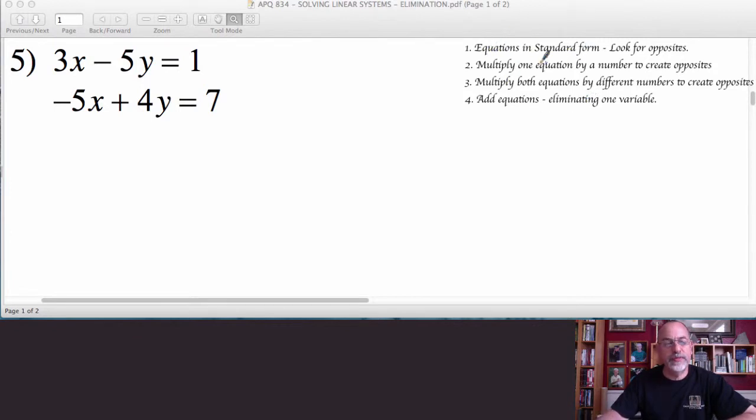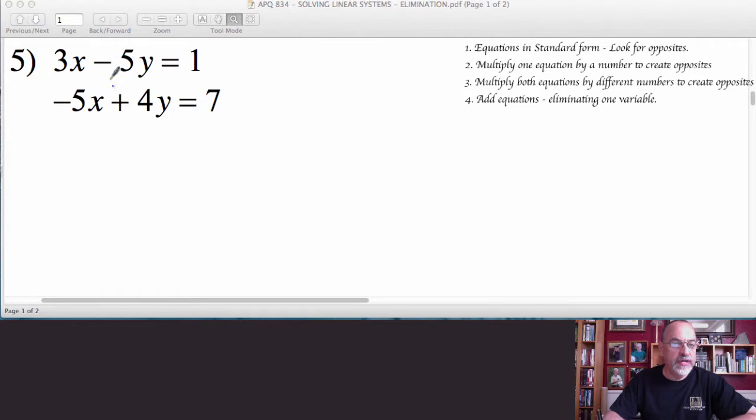Looking at number 5 on our worksheet, we'll go through our steps. We look for the equations to be in standard form, which they are. We look for opposites. We do not have opposites for the x's or the y's. Can we multiply one equation by a number to create an opposite? 3 cannot multiply 3 by an integer and get negative 5, cannot multiply 5 to get a 3. Same thing for the y, so we're going to have to do step 2 where we're going to have to multiply by different numbers in order to create opposites. This time let's go with the y's just because we've done x's on the last two.